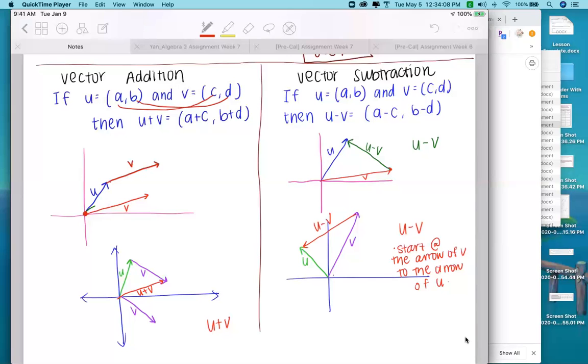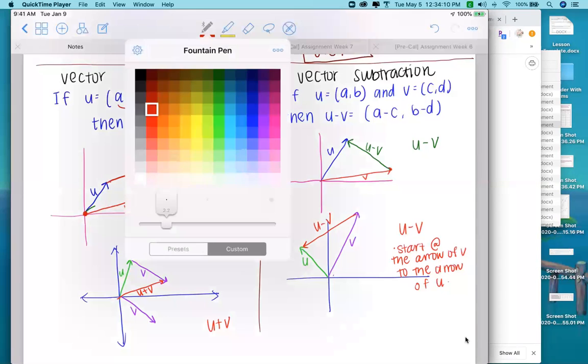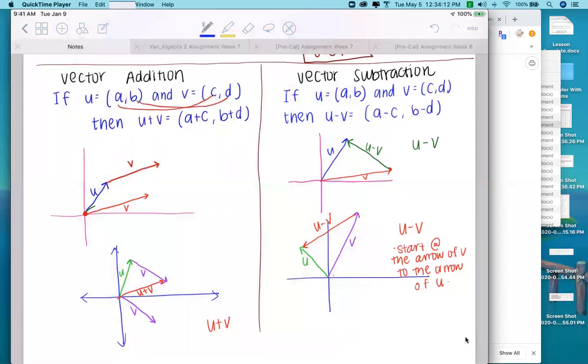And then your final answer would be going from the starting point to the end of V. So this length right here is called U plus V.